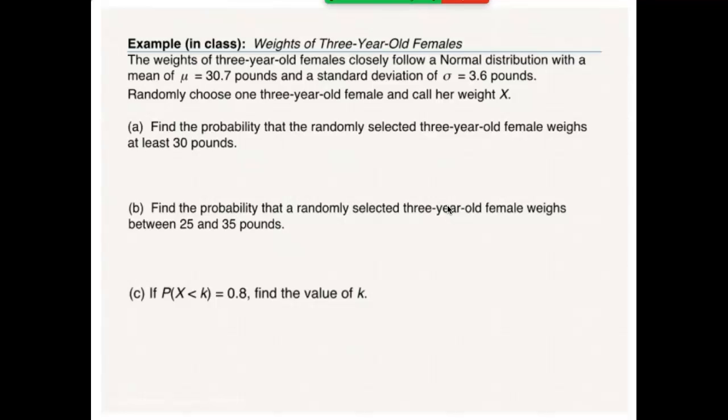All right. Whenever I do something like this, I like to kind of sketch it out so that I know what I'm looking at. So this is my random variable X, which is weight. They told us it follows a normal distribution with a mean of 30.7. And we had this standard deviation, which remember you can eyeball by, it's the distance from the center to the inflection point on the curve, meaning where it changes concavity. And they tell us the standard deviation is 3.6.